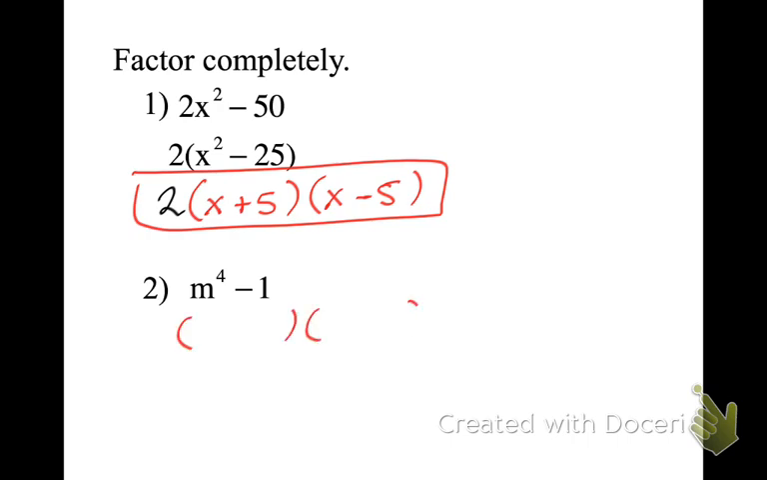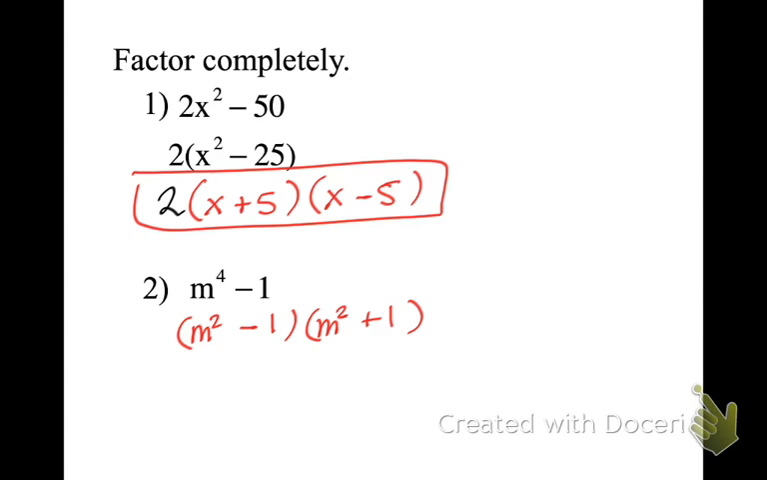What's the root of what times itself equals m to the 4th? M to the 2nd. What goes in the other place? Minus 1 and positive 1. Are we done? Is it completely factored? Why, Roman? Because they can both be factored. Can they both be factored? They're both perfect squares. Okay, what can be factored? Somebody.